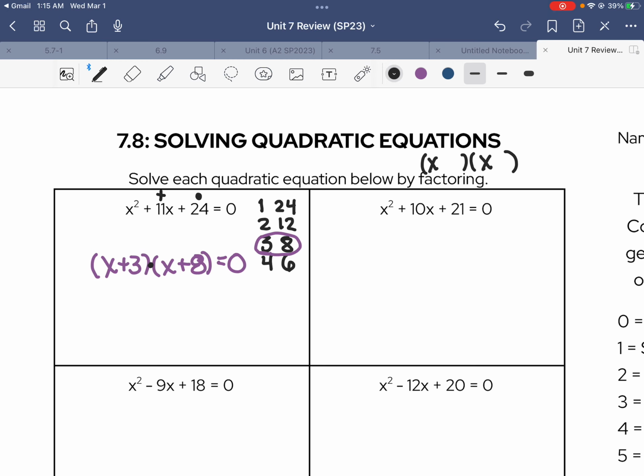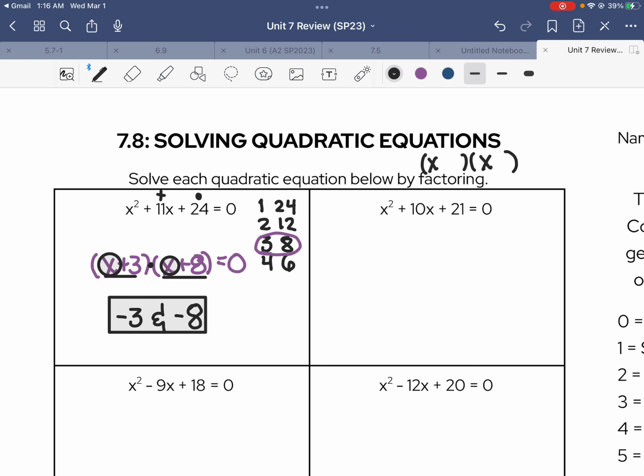And if we're going to multiply and equal 0, then either this parentheses has to equal 0 or this parentheses has to equal 0. So the question you have to ask yourself is, what number for x plus 3 is going to equal 0? Negative 3. And what number for x plus 8 is going to give you 0? Negative 8. It's always going to be the opposites like that.